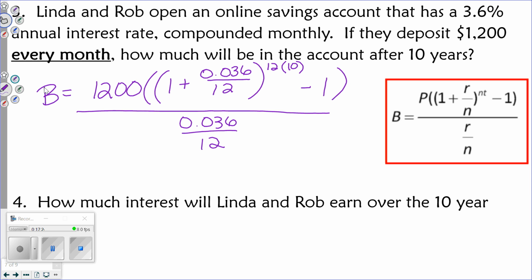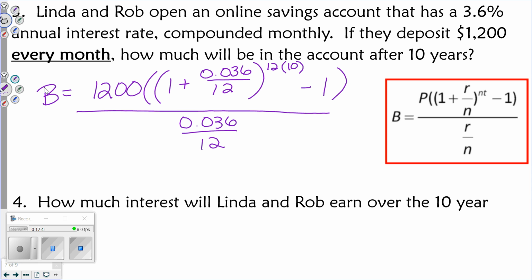Guys, one thing I want to make sure, and I think Abby's starting to pick up on this: every time that we do these problems, however it's compounded is also how often I'm putting money in. It's the same, and it will always be the same. That way these formulas actually work. Does that answer that question? They're always going to be the same.